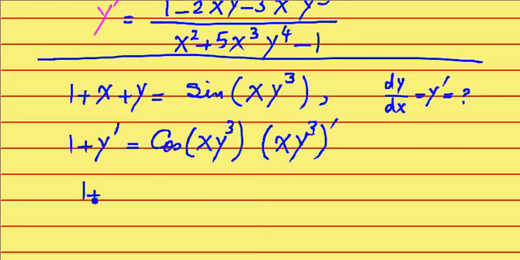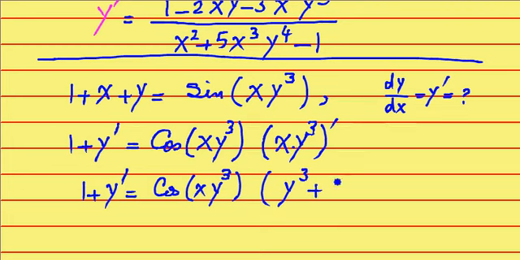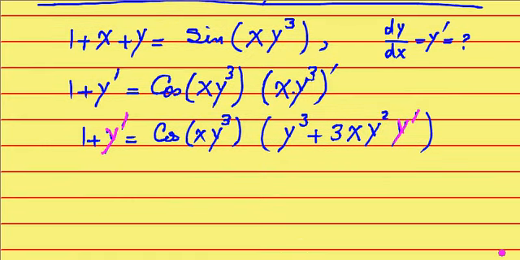So I go ahead, 1 plus y prime is equal to cosine of xy cubed times, okay, how do you differentiate that? That's a product rule. Derivative of first times second, so y cubed. Second times first, 3x y squared y prime. Again, let's go ahead and color everything, but color in a different color. And remember, we are trying to catch y prime.